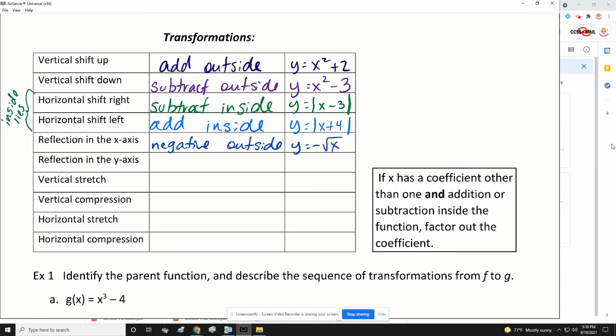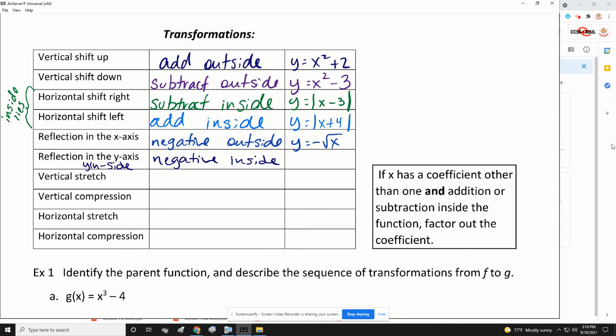And then if I want to reflect on the y, it's going to be a negative on the inside. And I had a student a long time ago, she's in her 30s now, that the way she remembered is she called it the yin side. So if the negative was on the yin side, inside y, that's how she remembered it. I still think of that too. So the square root of negative x. We reflect it on the y-axis.